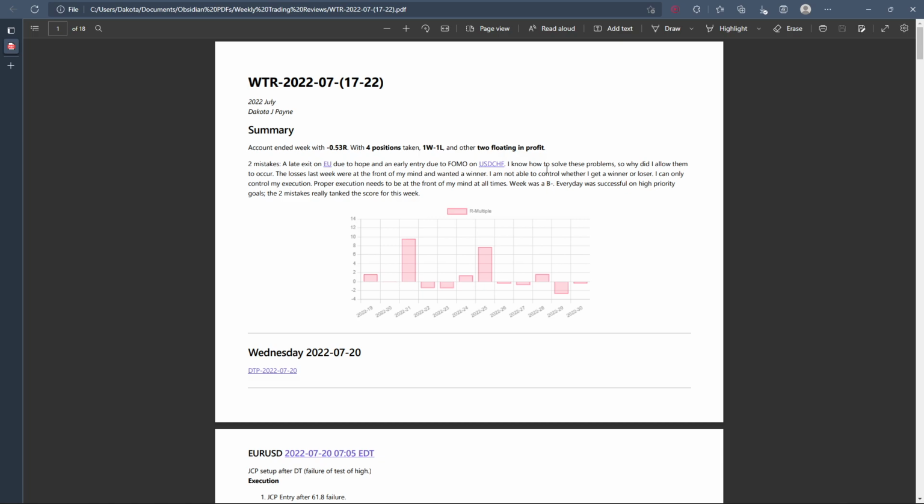I had a late entry on Euro USD, hoping that the trade would work out instead of closing when I initially planned to. And then I had FOMO, fear of missing out, on Dollar Swiss, which I'll break down both of those later. I know how to solve these problems, so why did I allow them to occur? The losses from last week were at the front of my mind and I wanted to win.